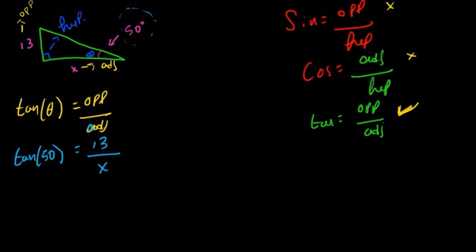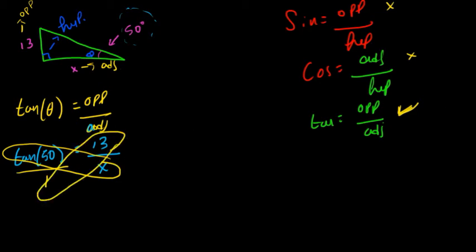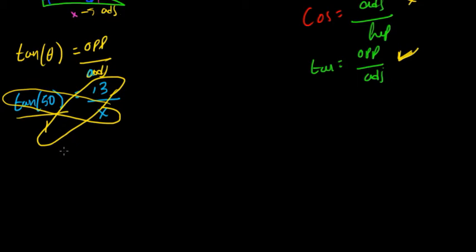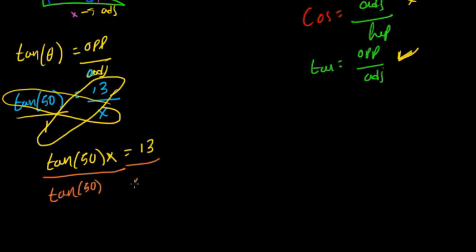We can actually set this up as a proportion here by putting tan of 50 over 1. And if we cross multiply, what do we end up with? Well, we end up with tan of 50 times x is equal to 13 times 1, which is 13. Well, I want to solve for x, so I need to isolate x. I can isolate x by dividing both sides by tan of 50, because then I can get x by itself, so I can solve for it.